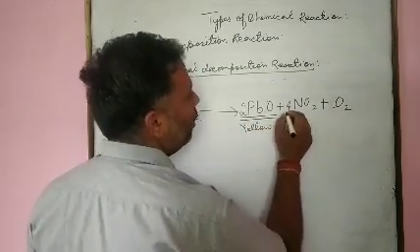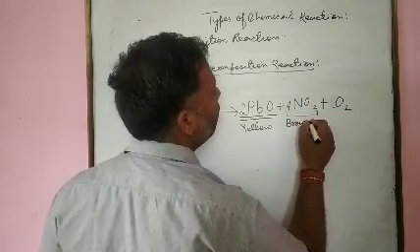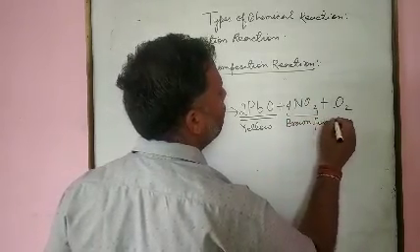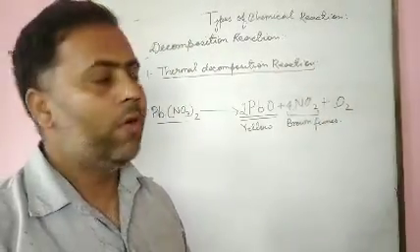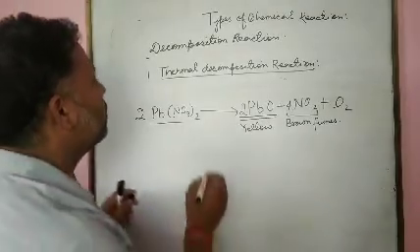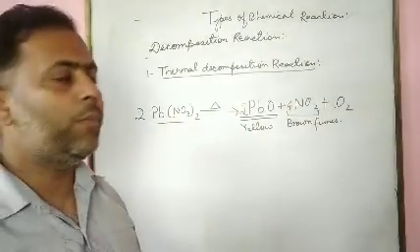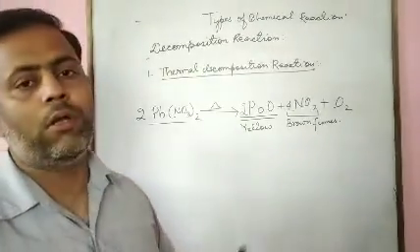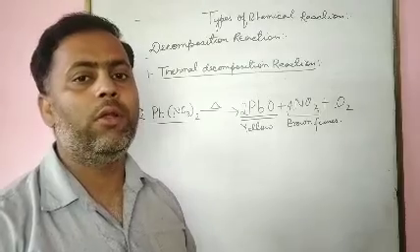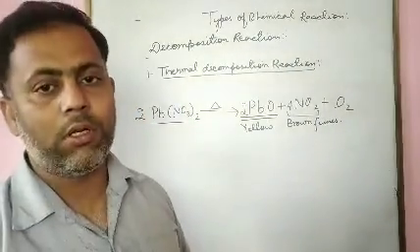Lead oxide, which gives brown fumes of nitrogen dioxide. We see here, by the use of heat energy, that's why it is termed thermal decomposition, and we see a reactant or substance broken down into two or more substances. It is a type of decomposition reaction.